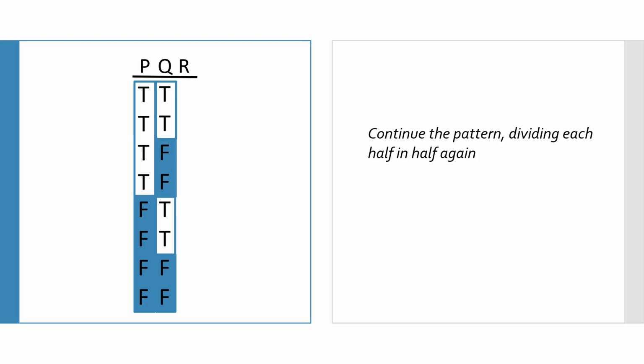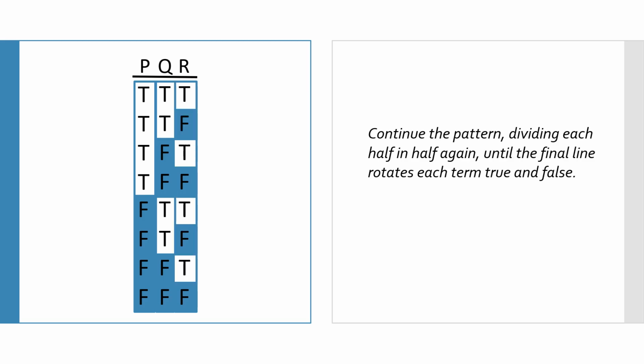And so we move to the second term, Q, and we want to keep this pattern going. Notice, take the top 4 and divide it in half, so there's 2 on top and 2 on bottom. And take the bottom 4, divide it in half, so there's 2 on top and 2 on bottom. And then just transcribe so that you have true, true, false, false, true, true, false, false. And then again, keep the pattern going by just dividing in half with true on top and false on bottom.